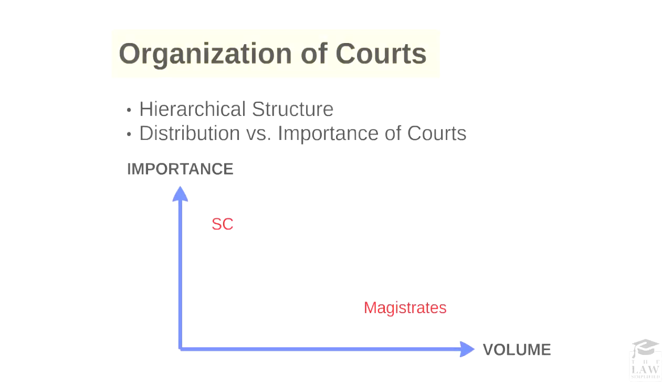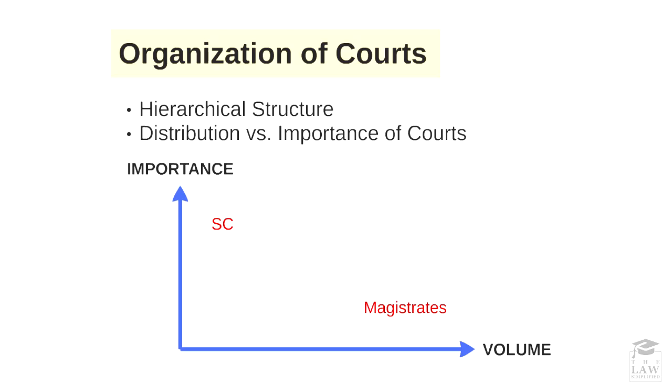In this lesson, we are going to consider the organization of courts in the UK. Now, as we considered in the previous lesson, the UK's court structure is hierarchical, as in you have a court of first instance or an original court and several appellate courts above that.